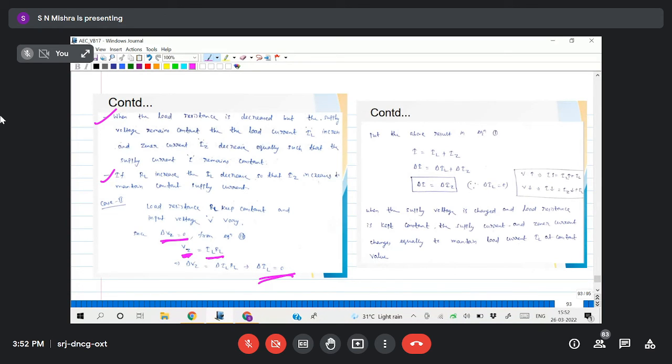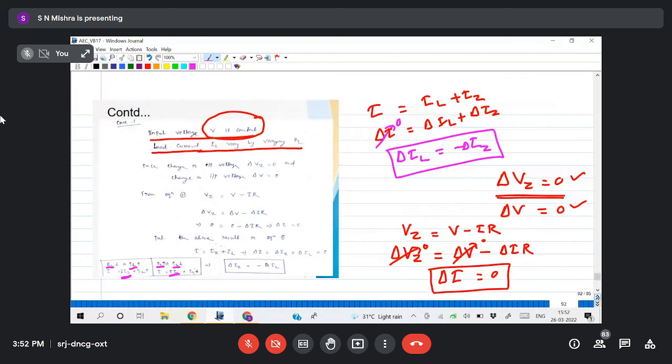Now if you put this in equation 1, what do we observe? I equals IL plus IZ. So change in total current equals change in load current plus change in Zener current. Now load current is not changing, so this is 0. That means whatever change in source current will affect my Zener current. If V increases, I increases, so that extra current will flow only through the Zener, not through the load.